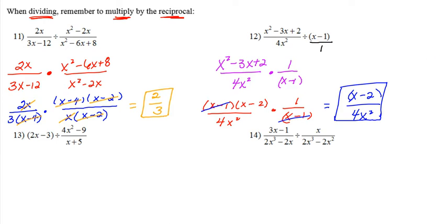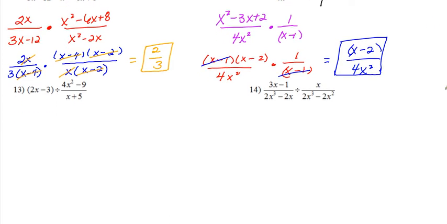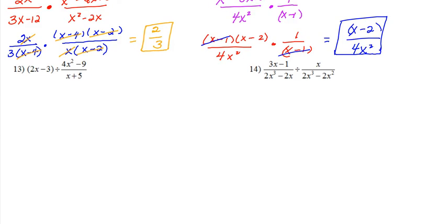All right, again, number 13. They didn't give us two fractions, but you and I both know that this right now is 2x minus 3 over 1. So let's treat that as such. 2x minus 3 over 1 does not get flipped. It stays as is. The thing that comes after the division sign is what gets flipped. So instead of dividing, let's change it to multiplying by the flip. X plus 5 you move to the top, 4x squared minus 9 you move to the bottom.